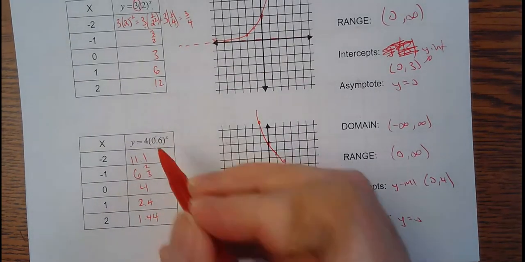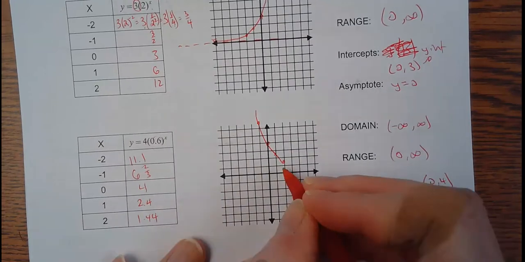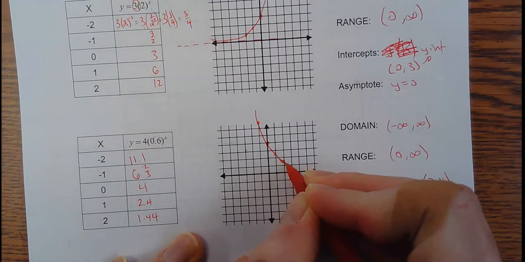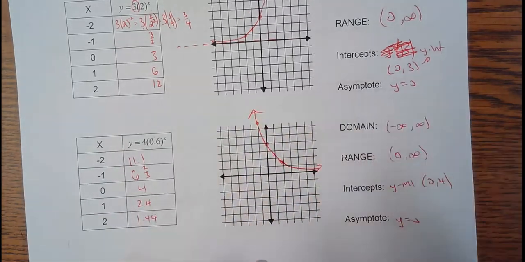If I'm multiplying a positive number times itself, it's going to continue to stay positive. So it's going to come down like this and follow that line. Okay? Look at the back side here.